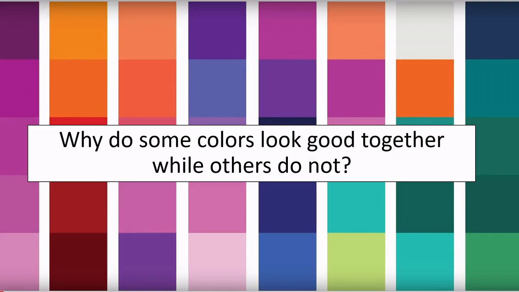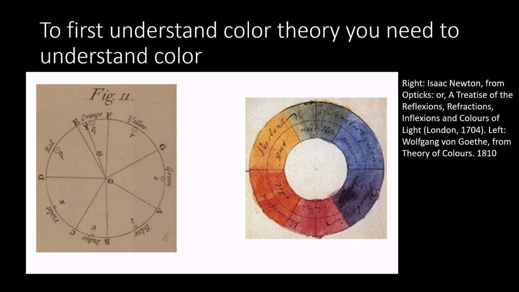Color theory is the idea behind how certain colors look good together while others do not. And to first understand color theory, you need to understand color, and more precisely, a color wheel. At this point, I would assume that you've already made custom color wheels in my classes and you're pretty familiar with mixing and blending colors, which is good because that's what you need to do.